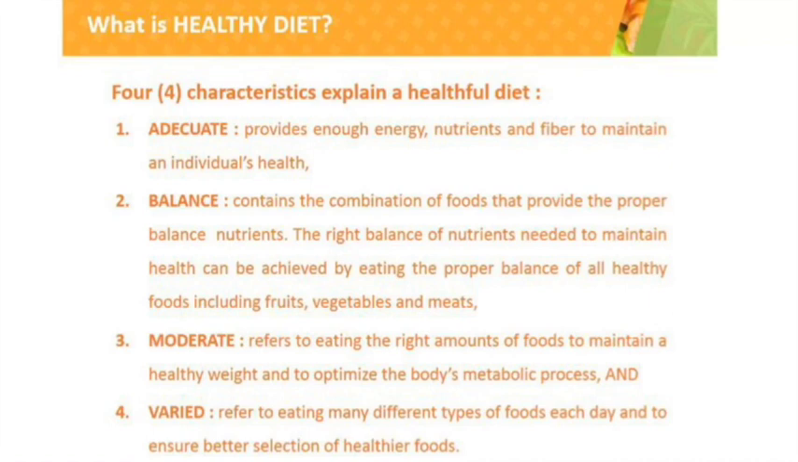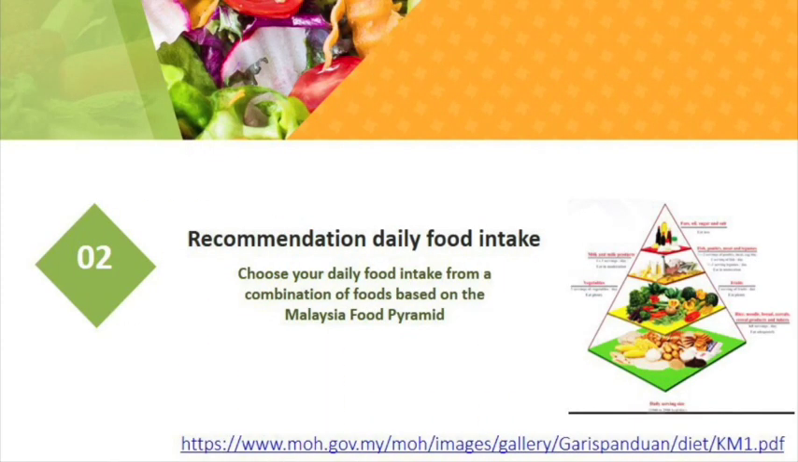Moderate refers to eating the right amounts of foods to maintain a healthy weight and to optimize the body's metabolic process, and varied refers to eating many different types of foods each day and to ensure better selection of healthier foods. Choose your daily food intake from a combination of foods based on the Malaysian Food Pyramid. What is the Malaysian Food Pyramid?